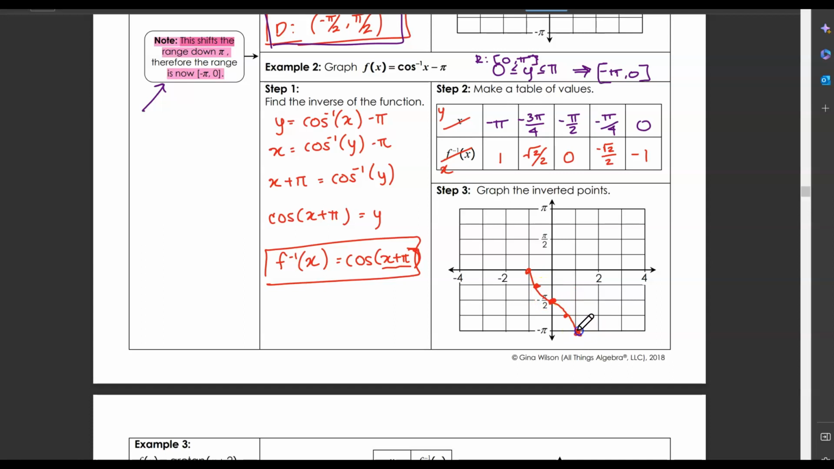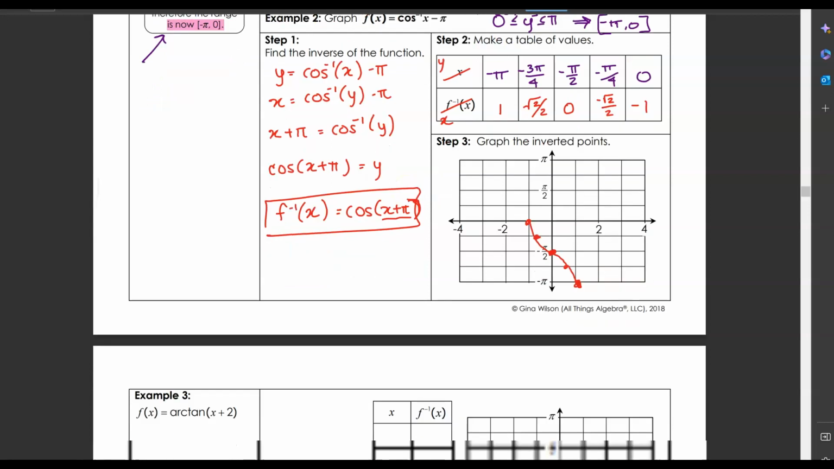Sorry, negative pi is over here. And then we have our point negative 3 pi over 4, right? So we can kind of see all those points coming into play here. At negative 1, we are at 0, so we're back over here. So this is what our function should look like, and this is the entire function, right? It doesn't continue, and this is matching our original range of negative pi to 0.